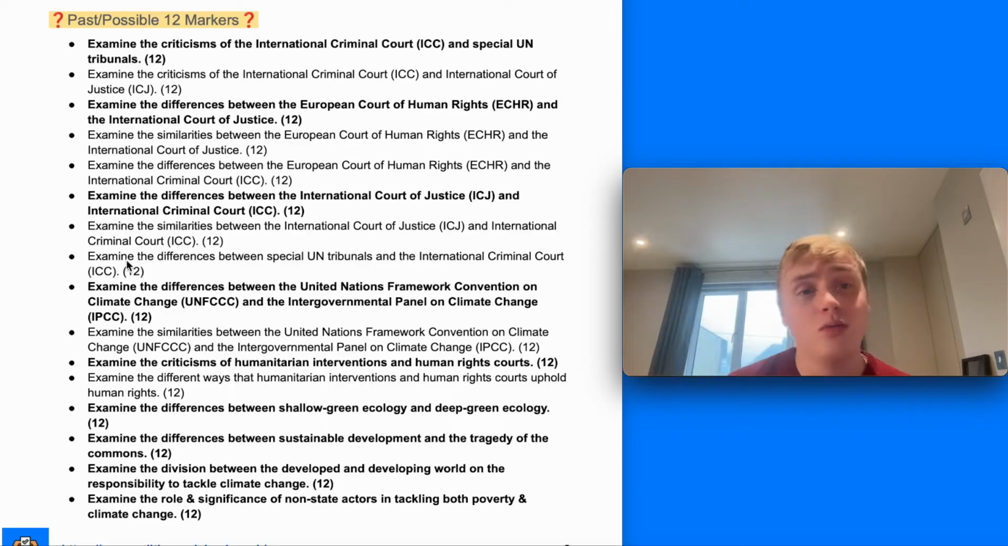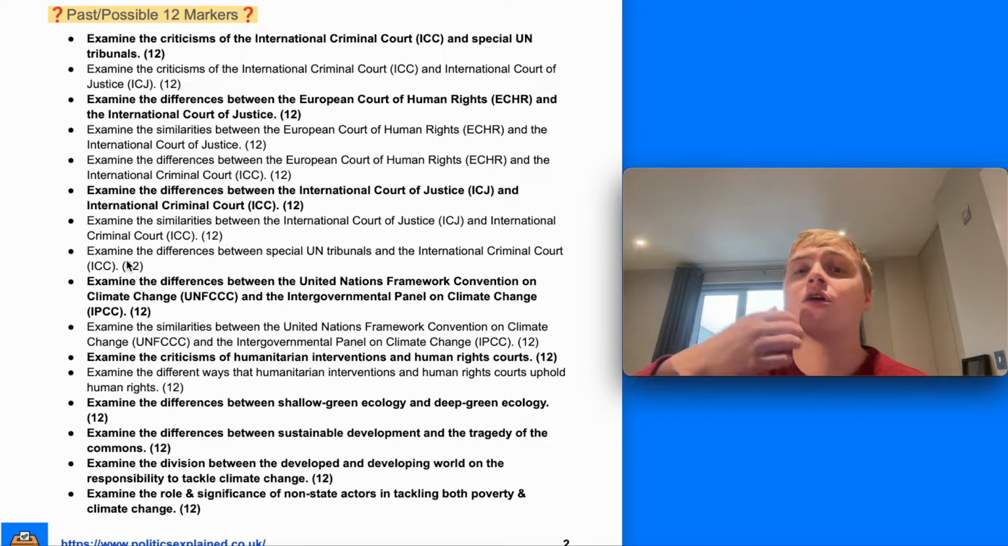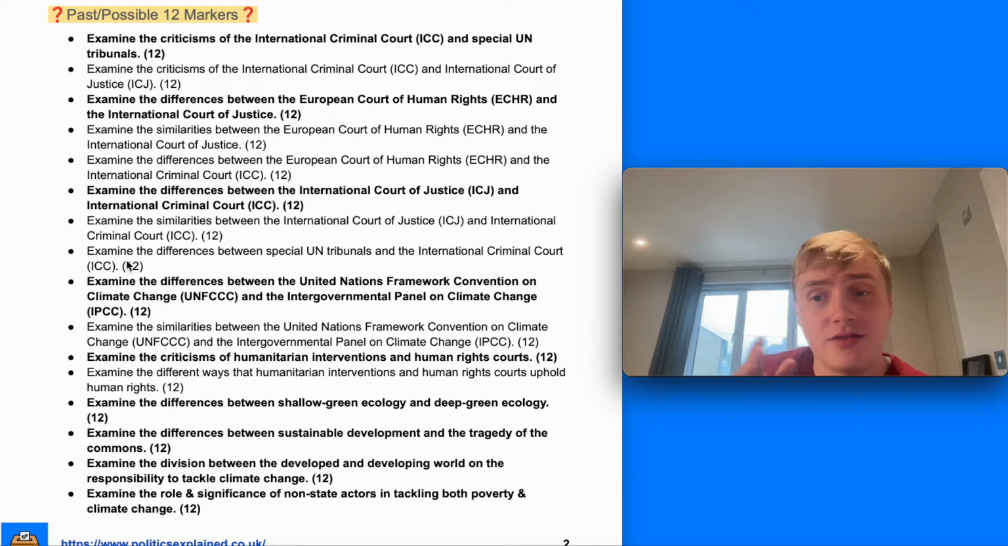So in terms of some possible 12 markers you could get on this content, I think it's less likely you get it on this compared to courts because they make quite a lot of sense in terms of comparing institutions, but you could definitely look at the similar criticisms of humanitarian interventions and human rights courts, or you could look at the differences between them potentially in their effectiveness. So they're the kind of 12 markers you can get. I think it's likely it would be a comparison to human rights courts, but you could get different questions as well.